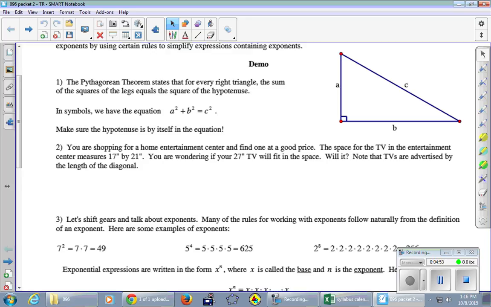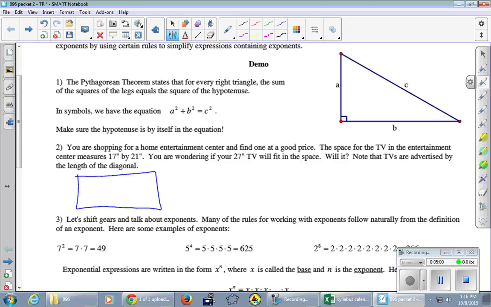So let's draw our TV screen here. Not our TV screen, let's draw our entertainment center space. So we're going to put a 17 there and a 21 there. And we're trying to decide if a 27 will fit on the diagonal. So it seems reasonable to draw that diagonal. I'm not going to put 27, I'm just going to leave that as an unknown.